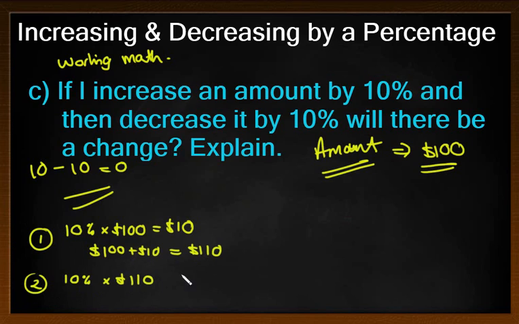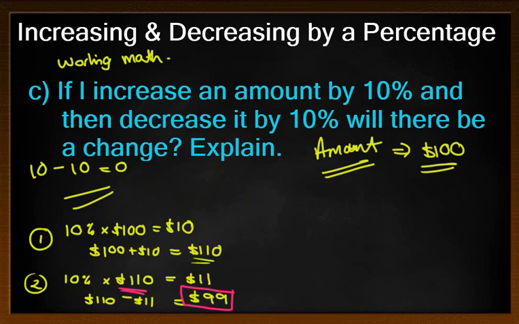If you find 10% of $110, what you're going to come up with is $11. Not the $10 that you had originally, which means that when you take off the $11 from the $110 that you now have, what's going to happen? Well, we're going to end up with $99. And often we refer to this as the missing dollar question, because you're finding a percentage of a different amount, not of the original $100.